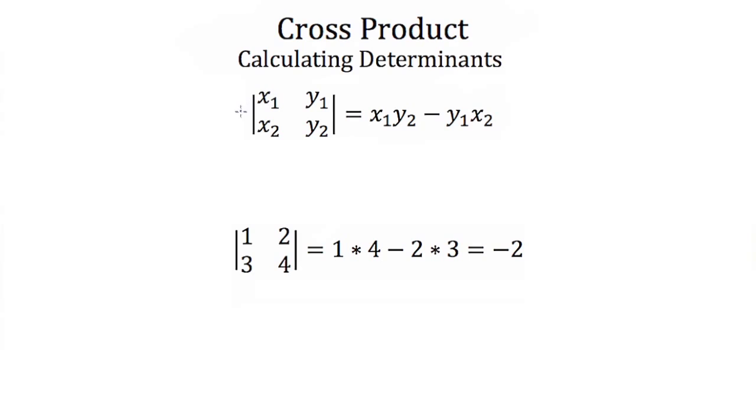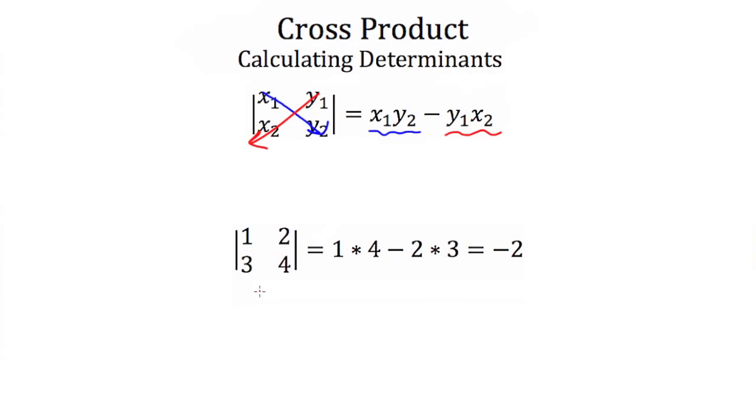If I wanted to find the determinant of this matrix x1, y1, x2, y2, then I take x1 and I multiply it by y2 in this downward diagonal. So x1 times y2. Then I go back the other direction and I take y1 times x2 and multiply them together, and I subtract that from the product of x1 and y2.